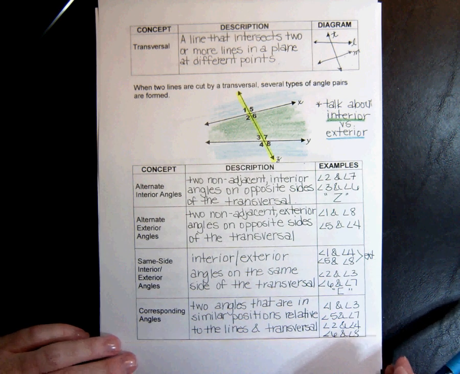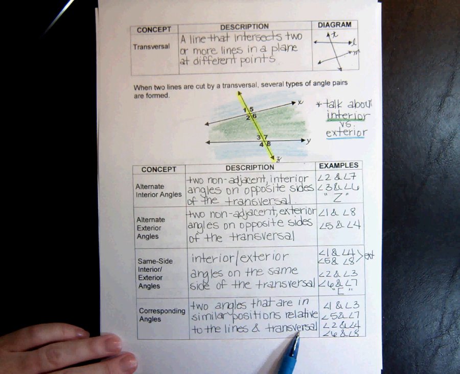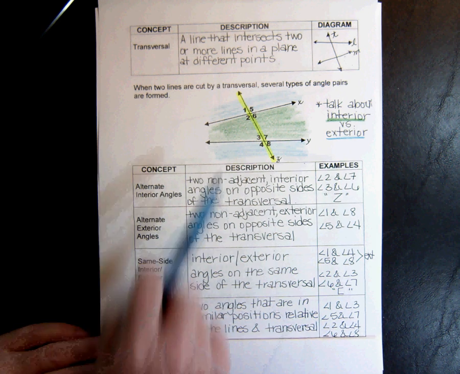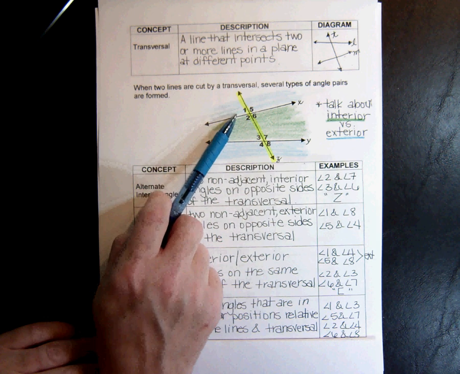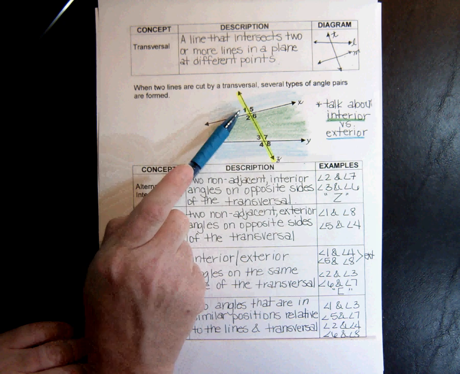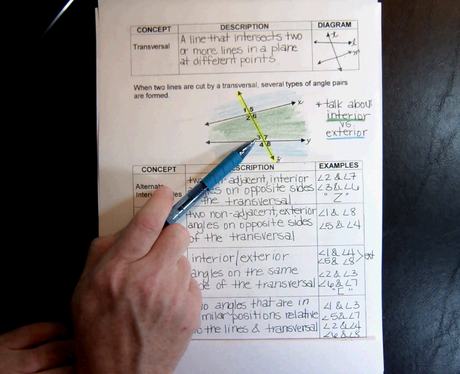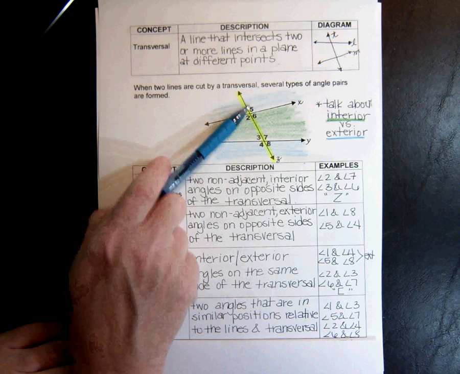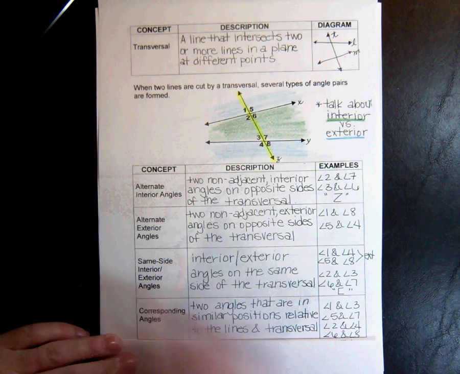Corresponding angles. Two angles that are in a similar position relative to the lines and the transversal. So again, this one's sometimes the hardest one to denote, but we're not talking about parallel lines, so we're not talking about congruency yet. But corresponding in the same similar position relative to the transversal would be 1 and 3, 5 and 7, 2 and 4, and 6 and 8.